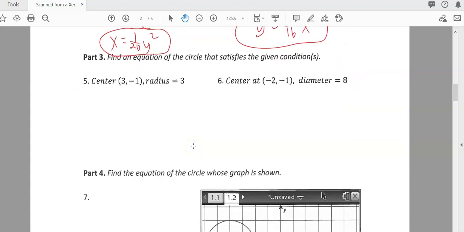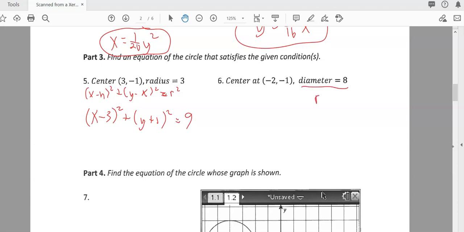Find an equation of the circle that satisfies the given conditions. So for a circle, the formula is (x minus h) squared plus (y minus k) squared equals r squared. So (x minus 3) squared. Notice that's a positive 3, but it says minus 3 there. Plus (y plus 1) squared equals 9.